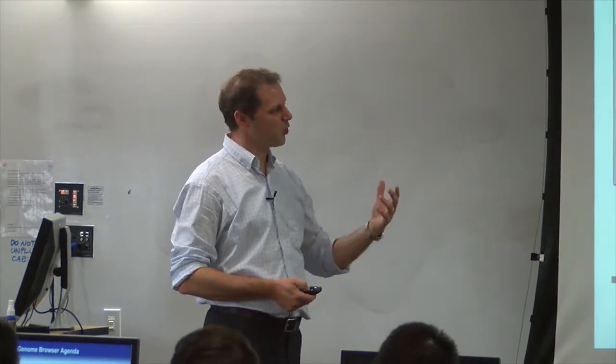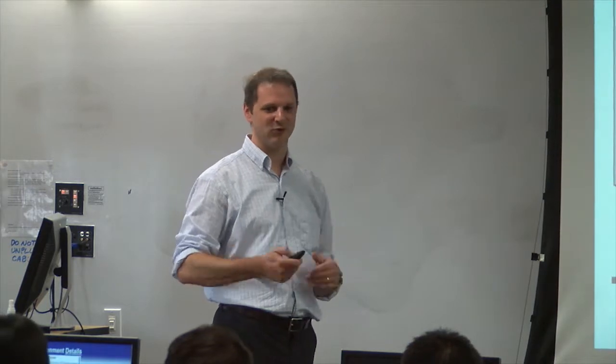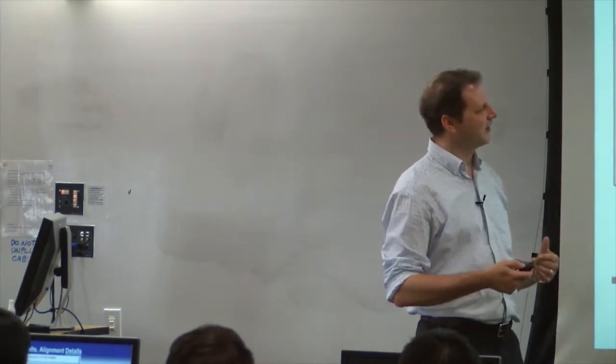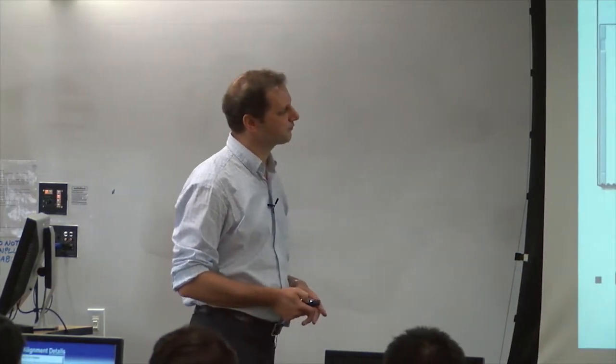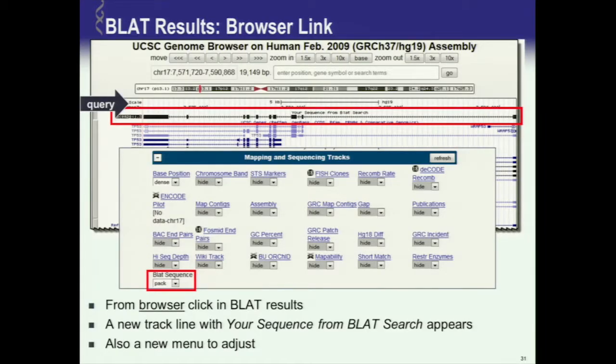So once you get to know what's in the browser and what it can tell you, and use these different tools, you can get even more out of it. The other thing is, your BLAT search will now appear as its own track here that you can view in different ways: pack, squish, dense, whatever mode you want. And sometimes you'll have multiple BLAT hits that can be overlapping, if you're looking at really funky regions of the genome.